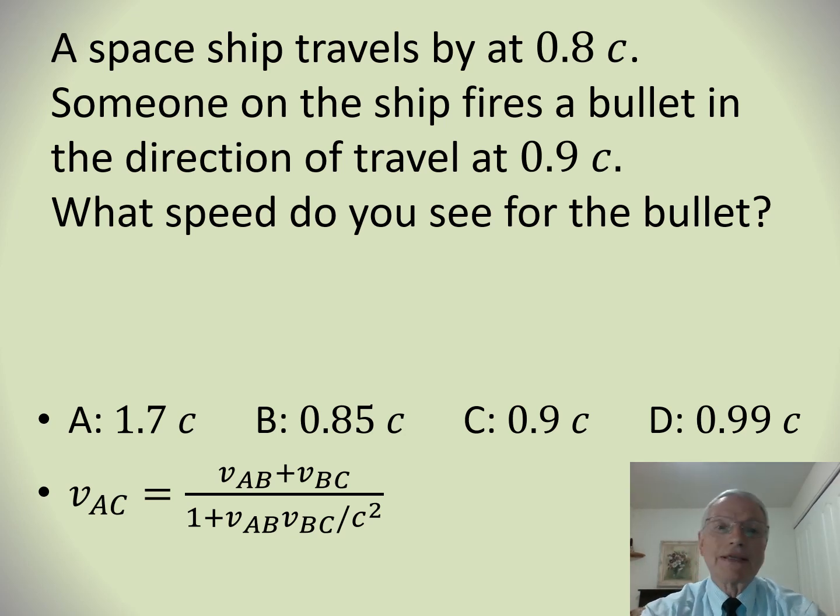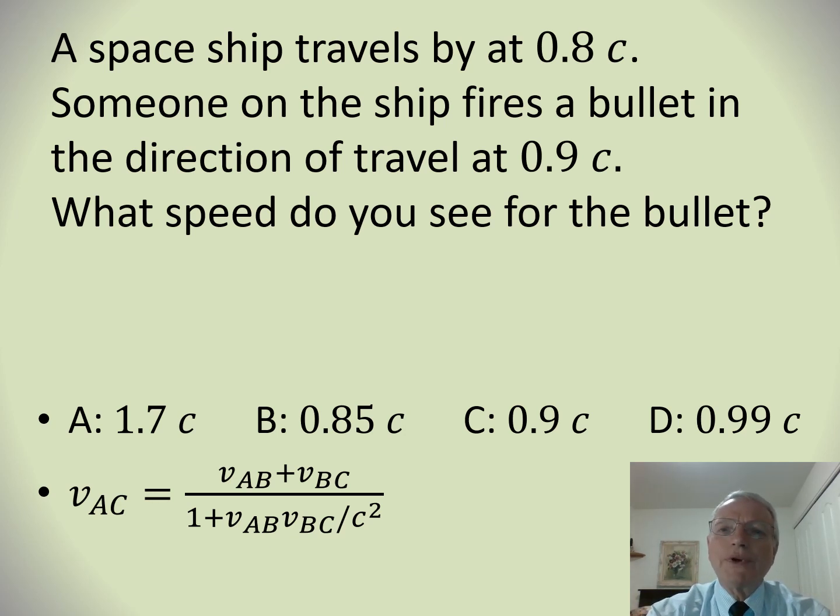So here's an example. Suppose a spaceship travels by at 0.8 c, and someone on the ship fires a bullet in the direction of travel at 0.9 c, and you're watching this happen from the stationary frame outside. At what speed do you see the bullet go by? You should get your calculator out. Get it out and put the numbers in.